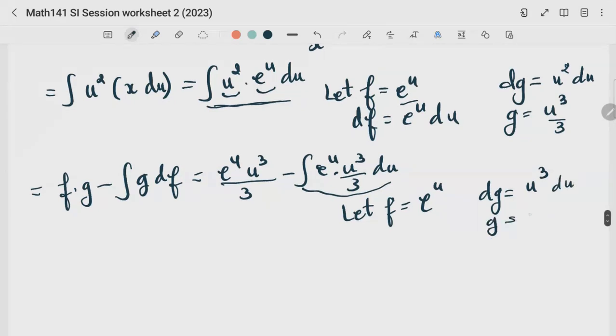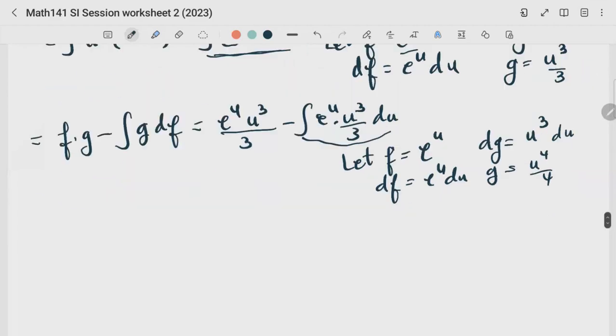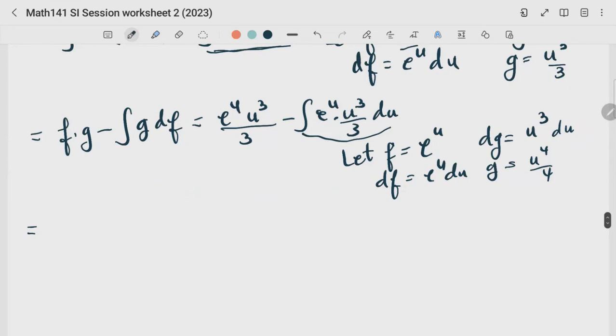So our g will now be u to the 4 over 4. Our df will be e to the u du. And using the same formula, we have f times g, so e to the u multiplied by u to the 4 divided by 4, minus the integral of g df, which is u to the 4 divided by 4 multiplied by df, which is e to the u du.